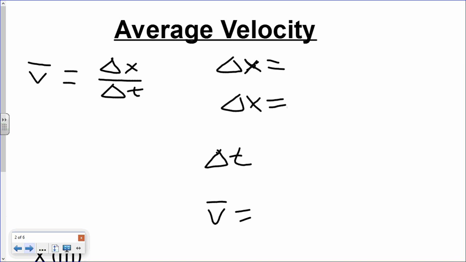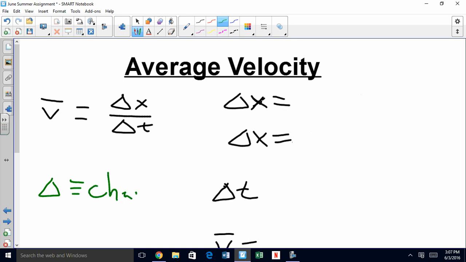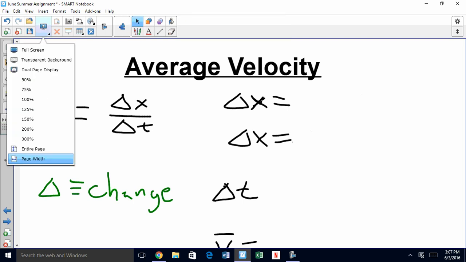This is the average velocity equation. It's v bar equals delta x over delta t. Something that I will note here, some of you are not used to this notation. If ever you see the Greek symbol delta, it just looks like a triangle. This means change. This means how much does something change by. So you'll see that a lot in physics.